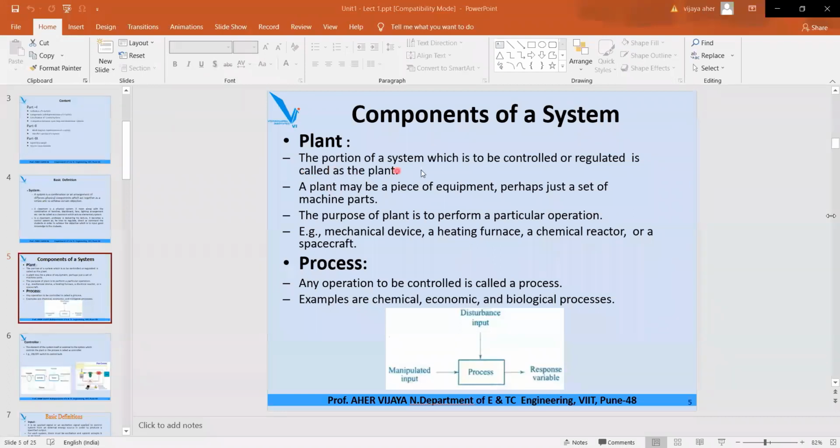So the portion of a system which is to be controlled and regulated is called the plant. A plant may be a piece of equipment, perhaps just a set of machine parts. The purpose of a plant is to perform a particular operation. For example, a mechanical device, a heating furnace, a chemical reactor, or a spacecraft is nothing but a plant. These are the elements or components of a system.